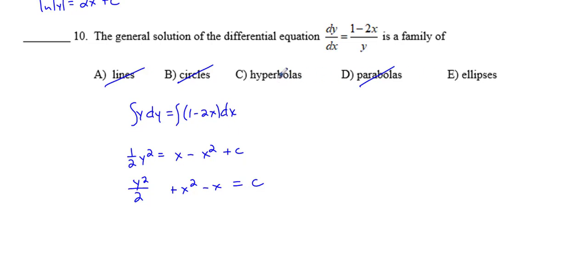How can we tell the difference? Functions look the same except for one thing. Right here. These are both positive, right? If one of them was negative, it'd be a hyperbola. So it's got to be an ellipse.